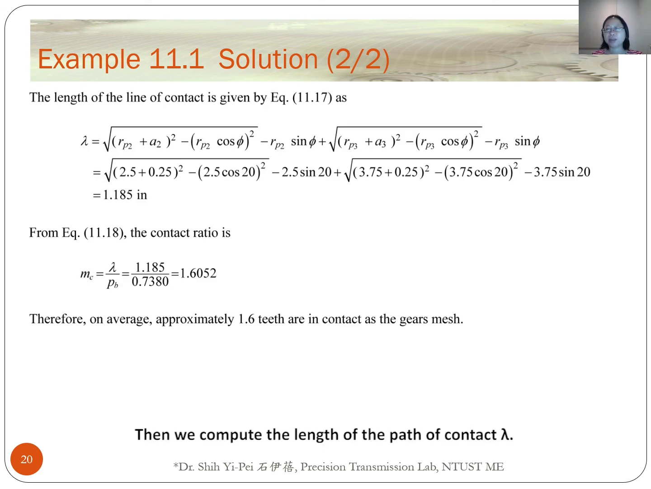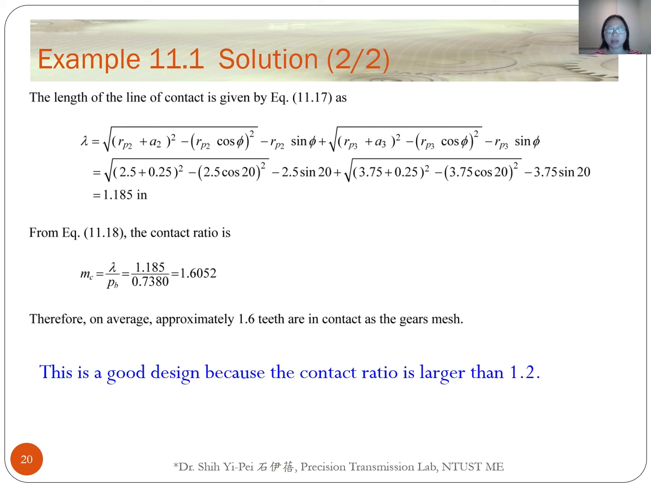Then we compute the length of the path of contact lambda. It is equal to 1.185 inches. Then lambda over the base pitch, we can get the contact ratio equal to 1.6. This is a good design because the contact ratio is larger than 1.2.